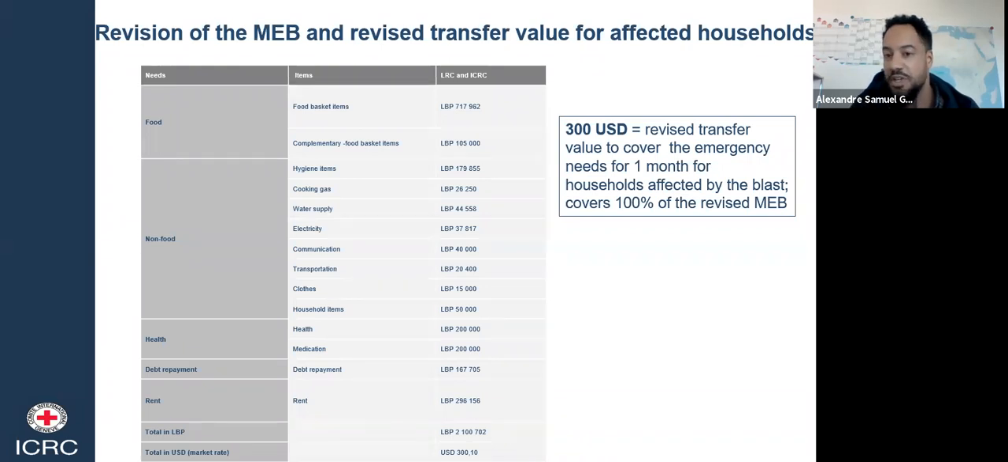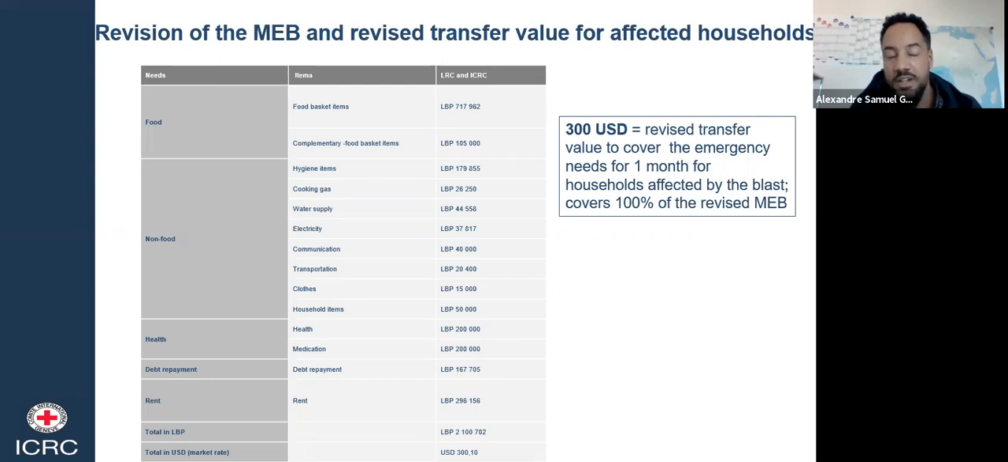But hyperinflation was a critical issue. ICRC has been targeting 1,500 households affected by the conflict, affected by the blast. So typically families who've lost a family member, the breadwinner. And among the 1,500 households, ICRC with the Lebanese Red Cross has conducted a follow-up economic vulnerability assessment to identify the most vulnerable households who will be eligible for monthly cash transfers for the next few months.